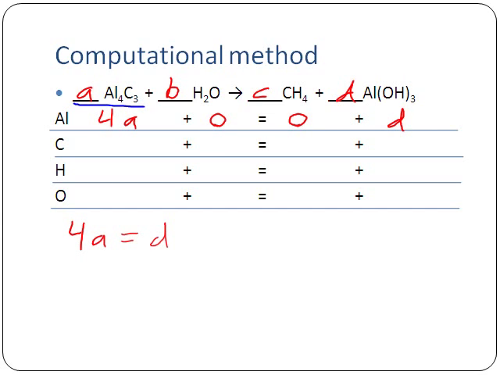For carbons, how many do I have to start with? I have A Al4C3. That gives me 3A carbons. There are no carbons here.